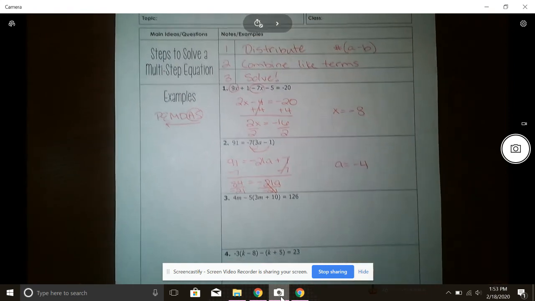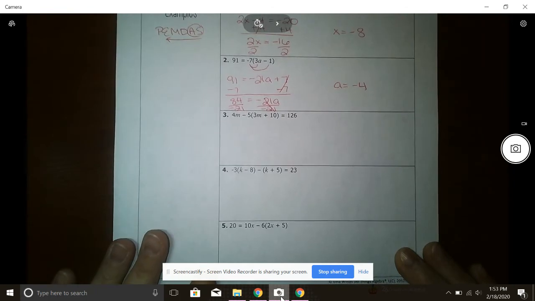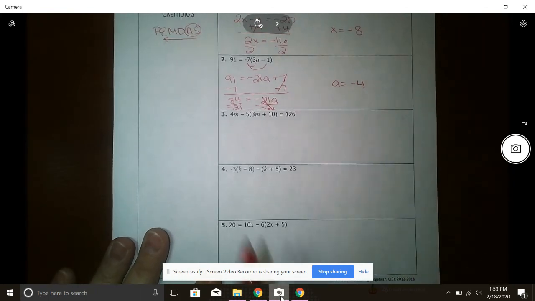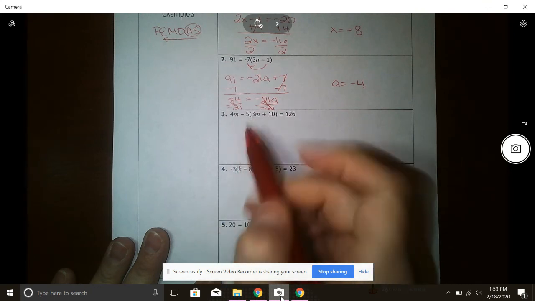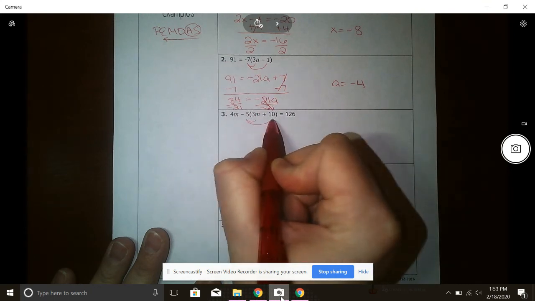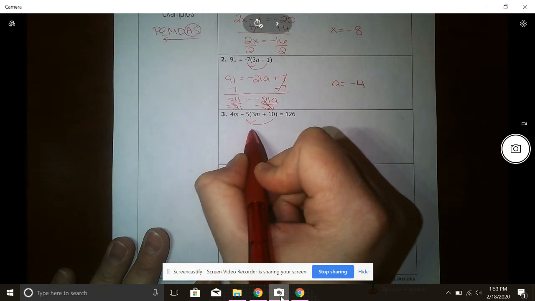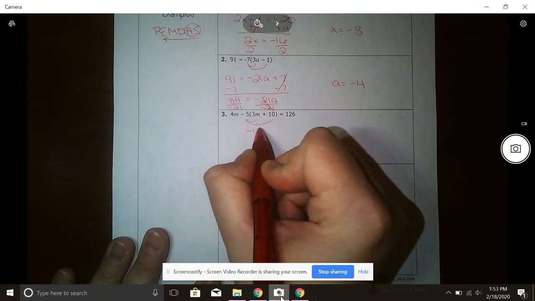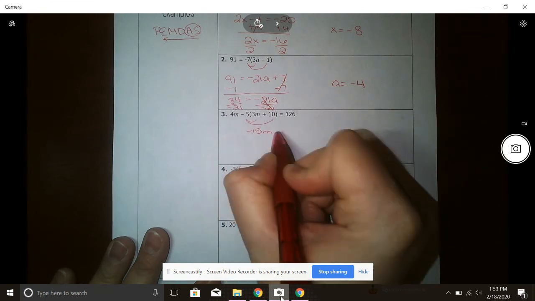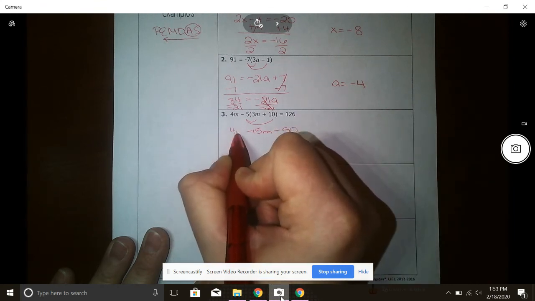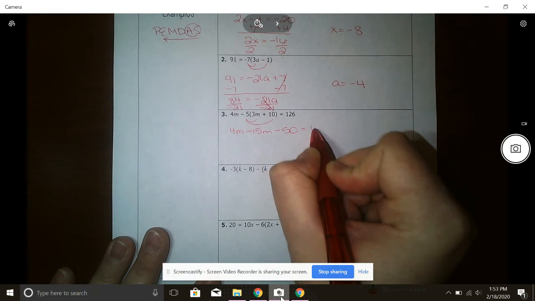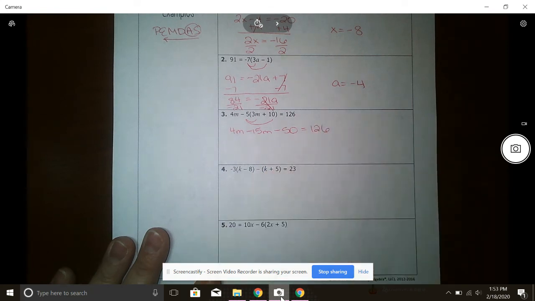Let's do one more example together. This one's got a few more steps to it. Take a look at number 3. First thing on our to-do list is to distribute. So I need to distribute this negative 5 with the 2 terms on the inside. Negative 5 times 3m is negative 15m. Negative 5 times 10 is negative 50. The 4m out front can just travel down, and of course the equals 126 can travel down.